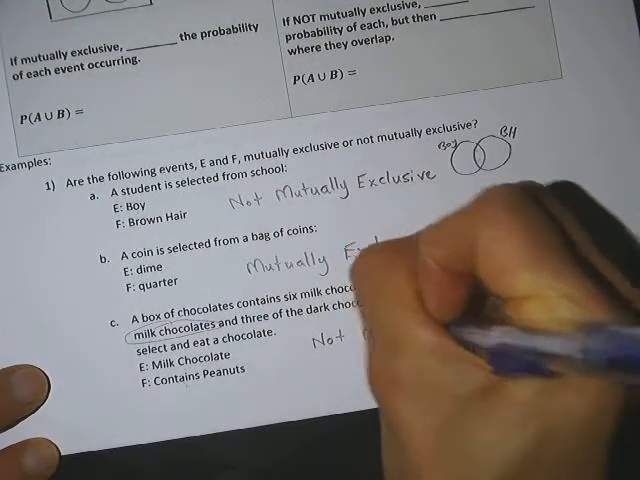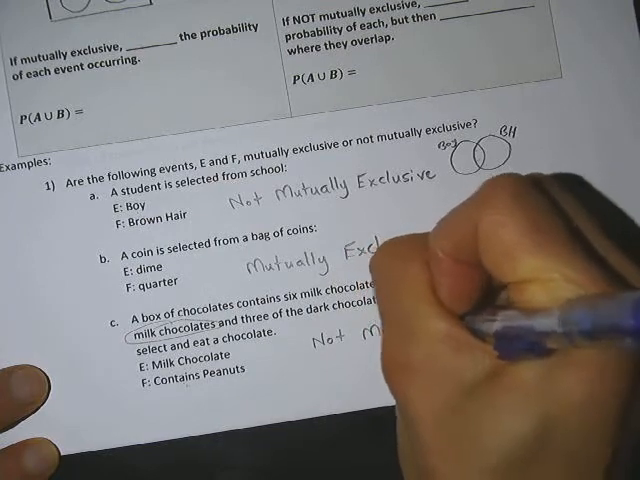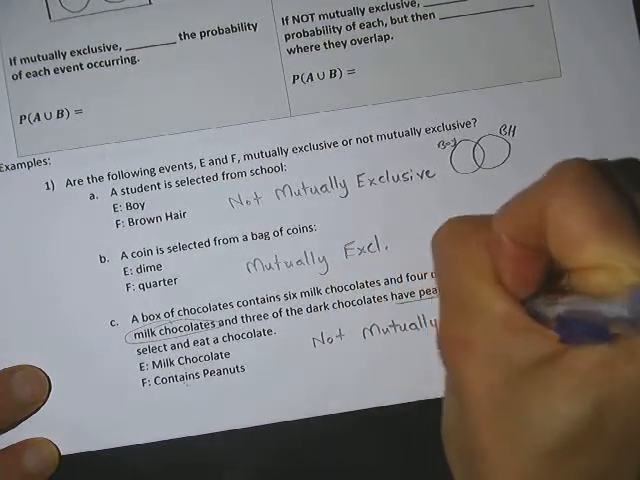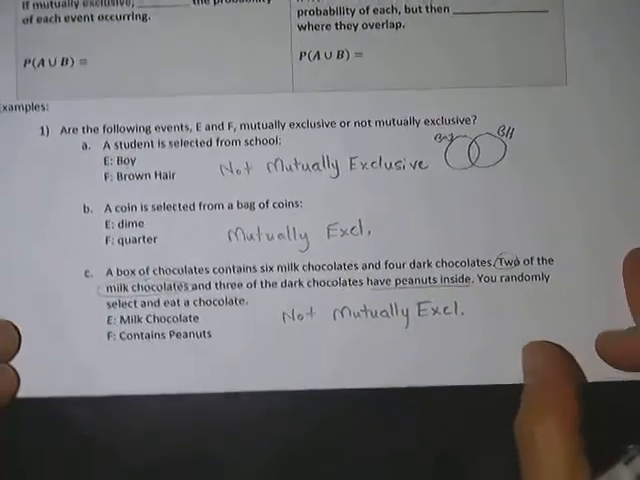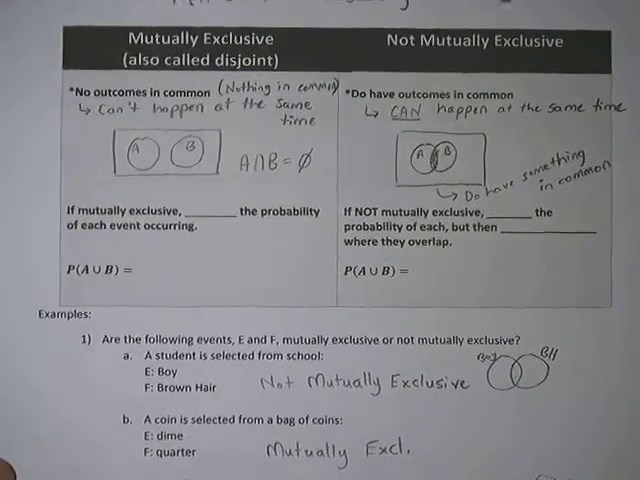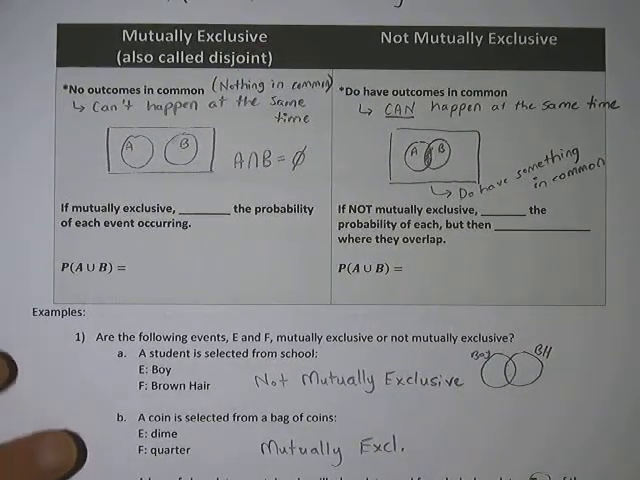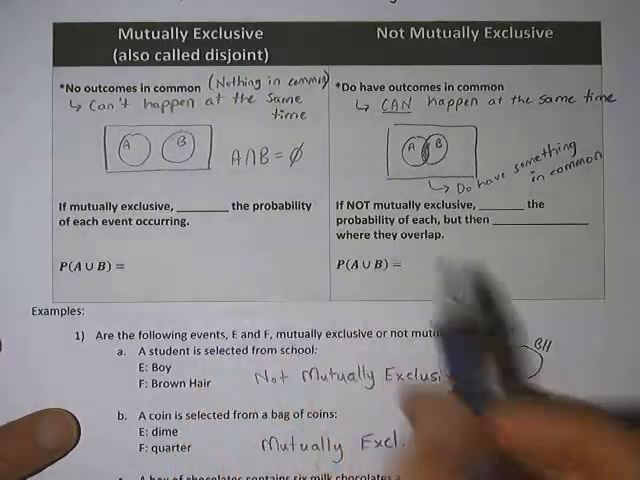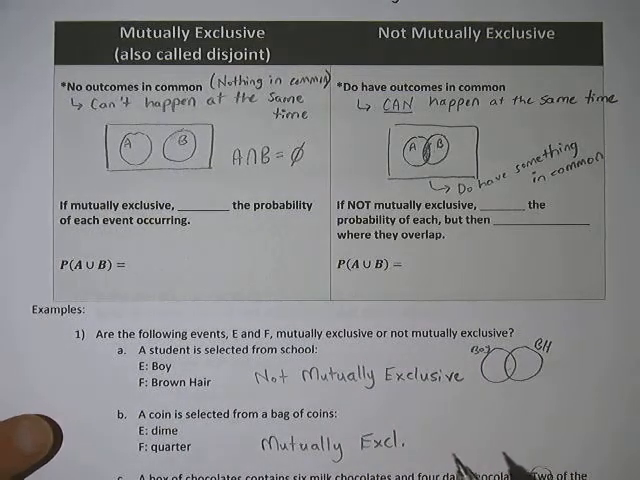They're not, I guess, excluding each other, if you want to think about it that way. Okay, so that's just practicing telling if events are mutually exclusive or not. Okay, so now that you can tell which ones are mutually exclusive or not, now we can talk about what you do to actually find the probability of these events happening.